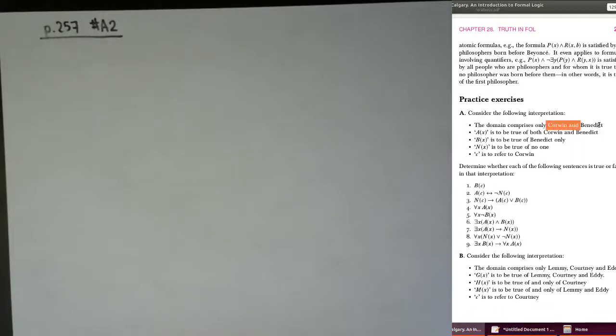We have a domain consisting of two objects, one named Corin, one named Benedict. We have a predicate that's true of both. We have another predicate that's true of only Benedict. We have a predicate that's always false. And we have a name referring to Corwin. So for A2, what we want to do is determine, is this true or is this false?